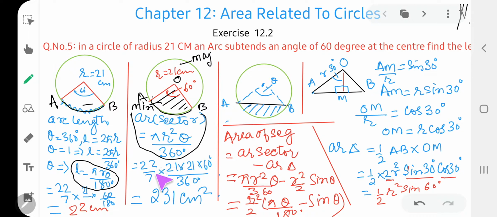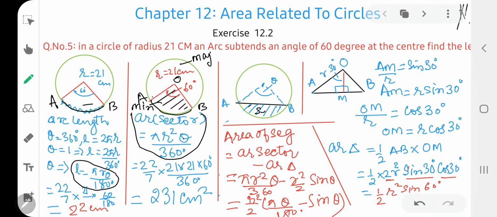So pi is 22 by 7, r is 21 and again it is 21. Theta is 60 degree and this is divided by 360 degree. Now cancel each and every number which you can simplify, and you will get the answer as 231 centimeter square. Now children, you need to find out the area of the segment.